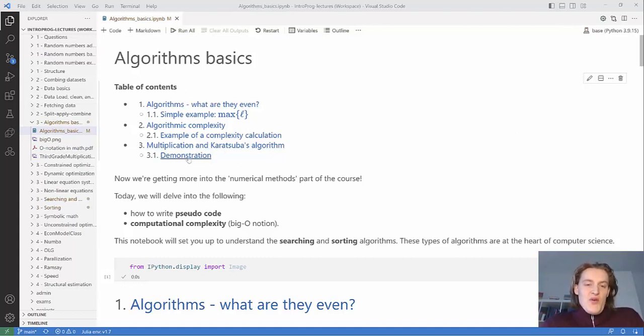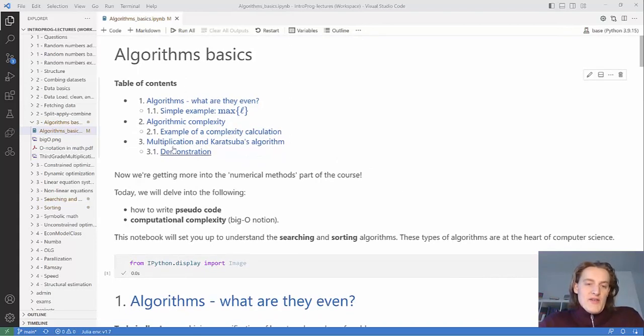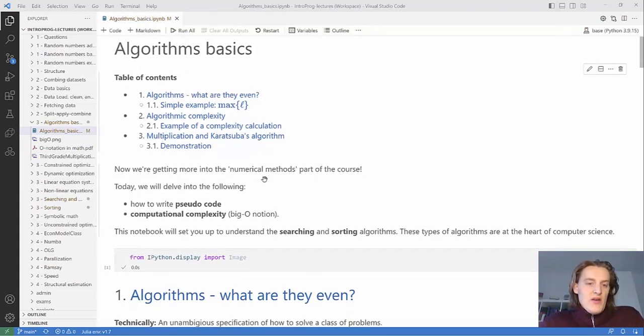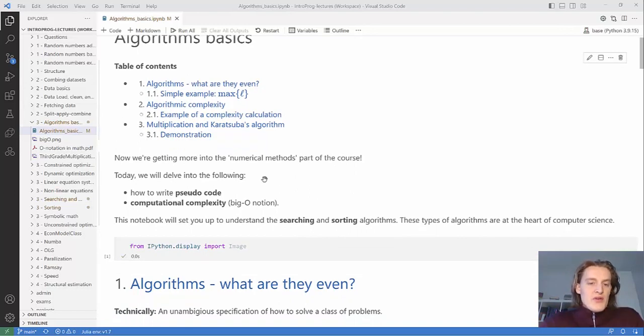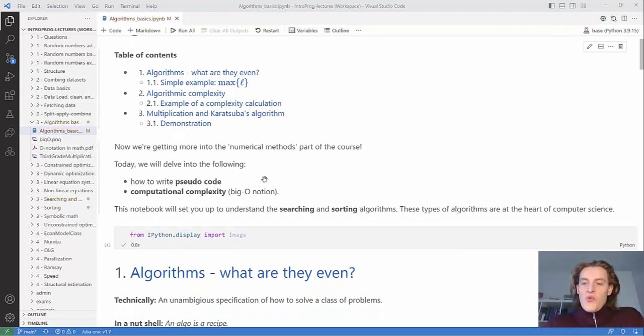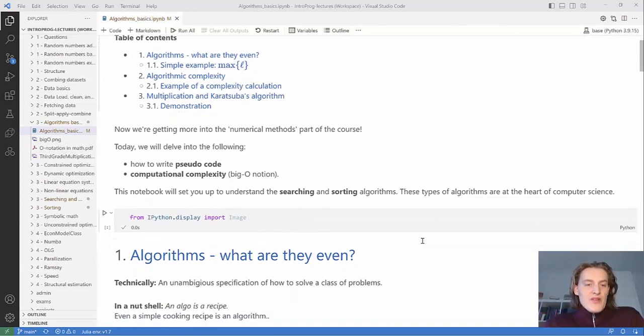And then I'm just going to show you an example of how Python does multiplication, and talk about this complexity stuff and pseudocode. So this lecture mostly sets you up for future lectures. So let's dig into it.